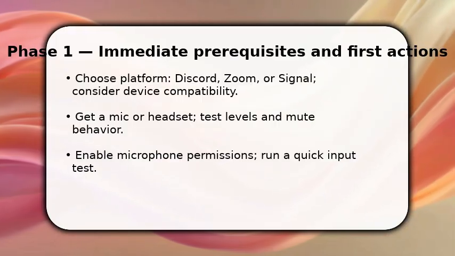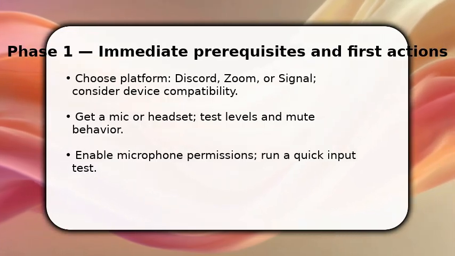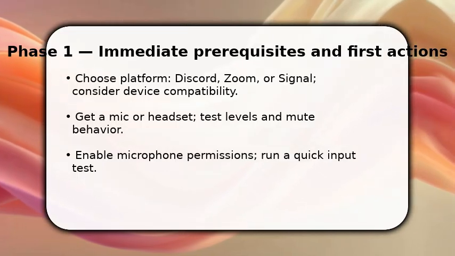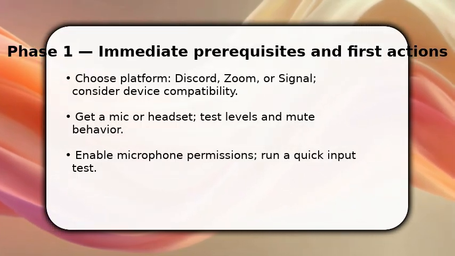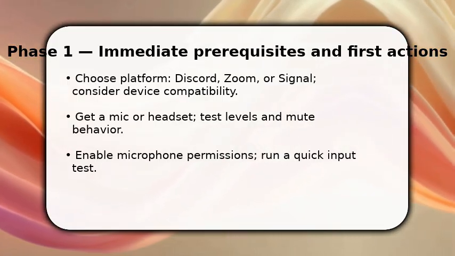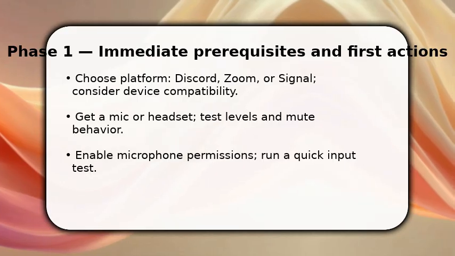You start by picking one platform that matches your group size and device. Discord is great for communities, Zoom for meetings. Plug in a headset or USB mic, then open system sound settings to set it as the default input. Once done, grant the app microphone permission and use its test call or an audio meter to confirm input levels.